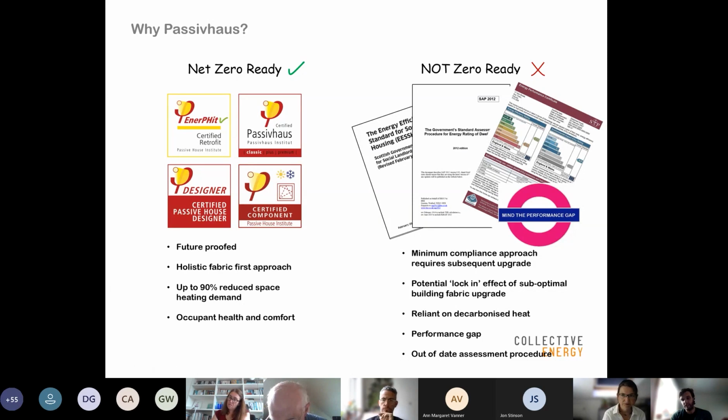There's a lot of gaps in the compliance software, which means that you don't have the important conversations with the design team, and you get that performance gap, which we're aware of in the industry, between what's been designed and what's been built.